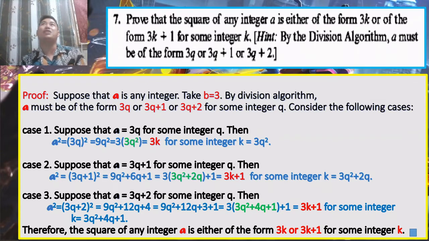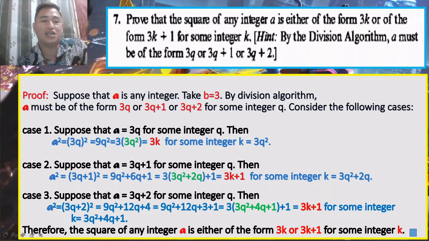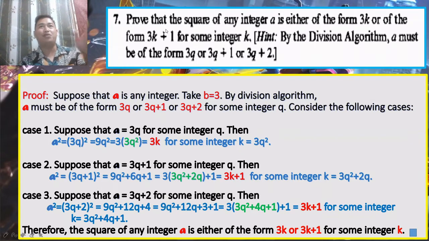Okay, did you get it? Example, class, A is 2. It is not divisible by 3. So where does 2 belong, in the form 3q, or in this other form? 2 is 3q plus 2, where q is 0. So 2 belongs there. Now if you square 2, what is it? 4. So that is in the form 3k plus 1. Right? 4 is equal to 3 times 1 plus 1.